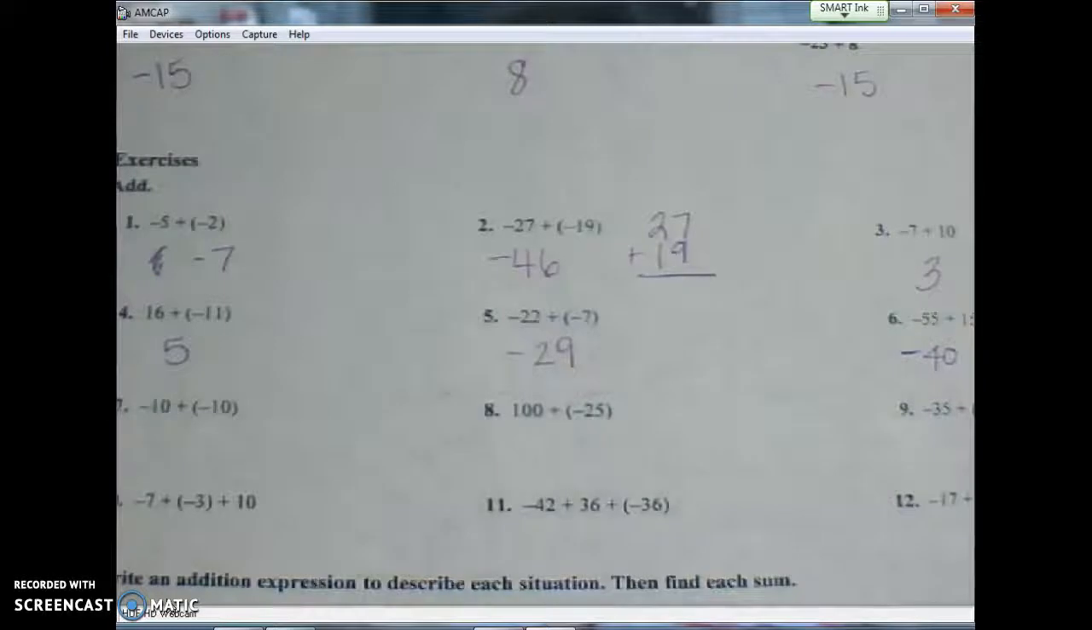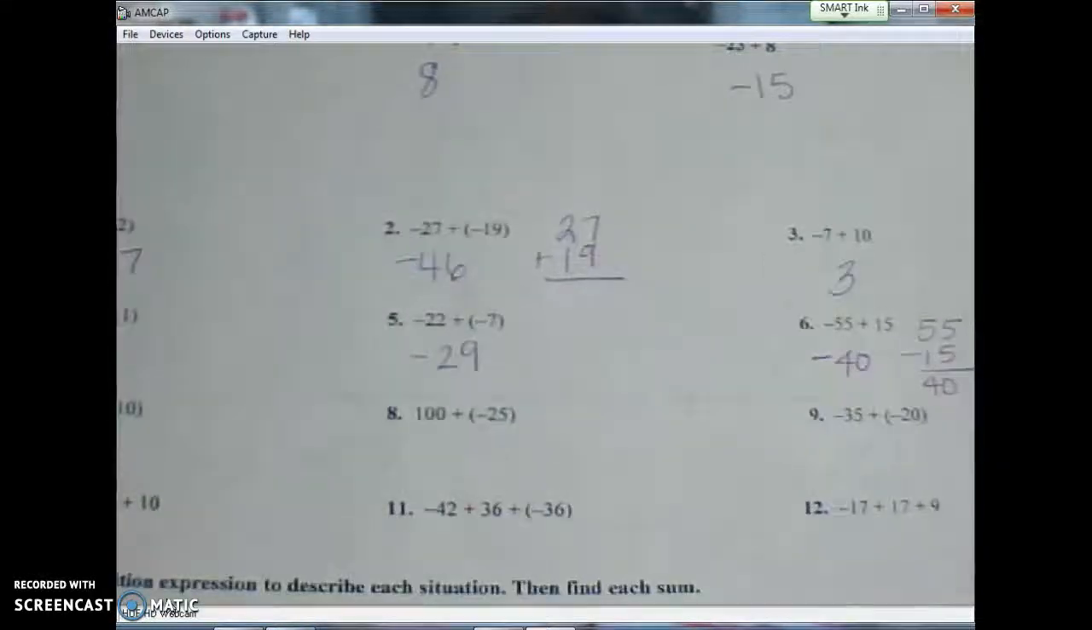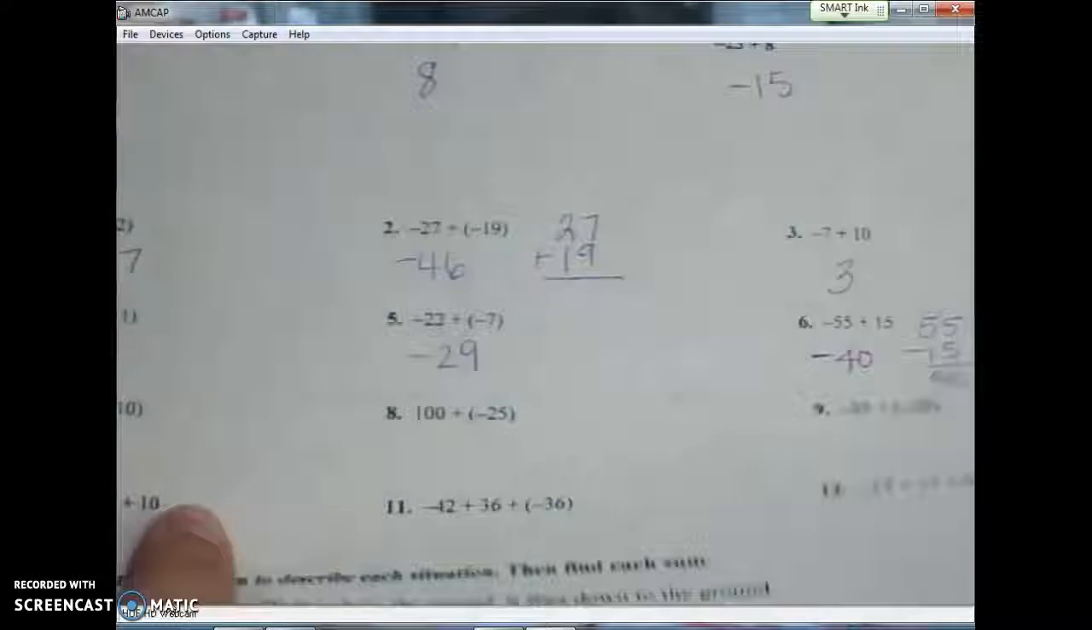So hopefully this gave you a little bit of idea of how to add integers. Your practice would be the back side of these notes.